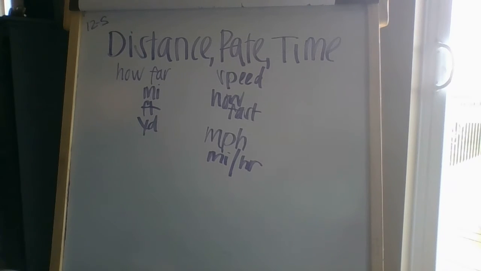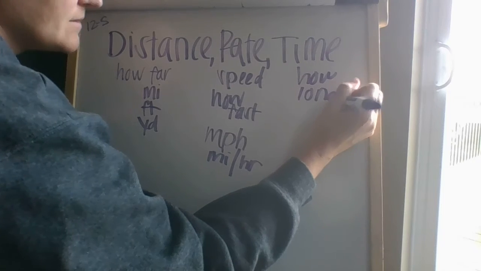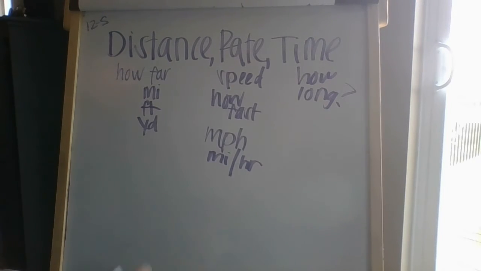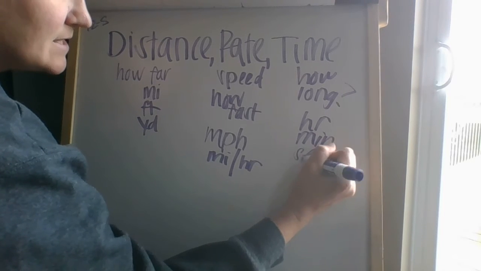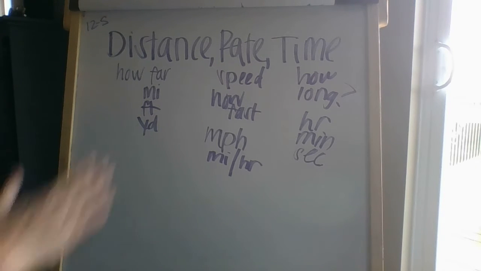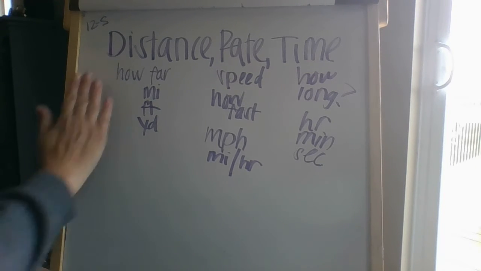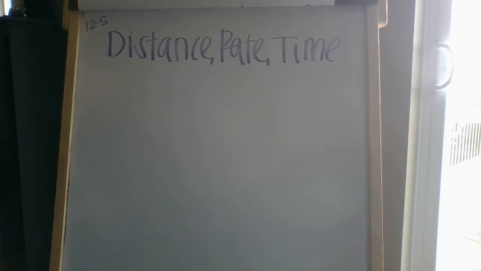And last one, our time. We're taking a look at how long something takes. So for this, you might see hours, you might see minutes, you might see seconds. All of those different abbreviations are ones that will be coming up on your worksheet. So when we're looking at our distance, rate, and time, like I said, they all work together.